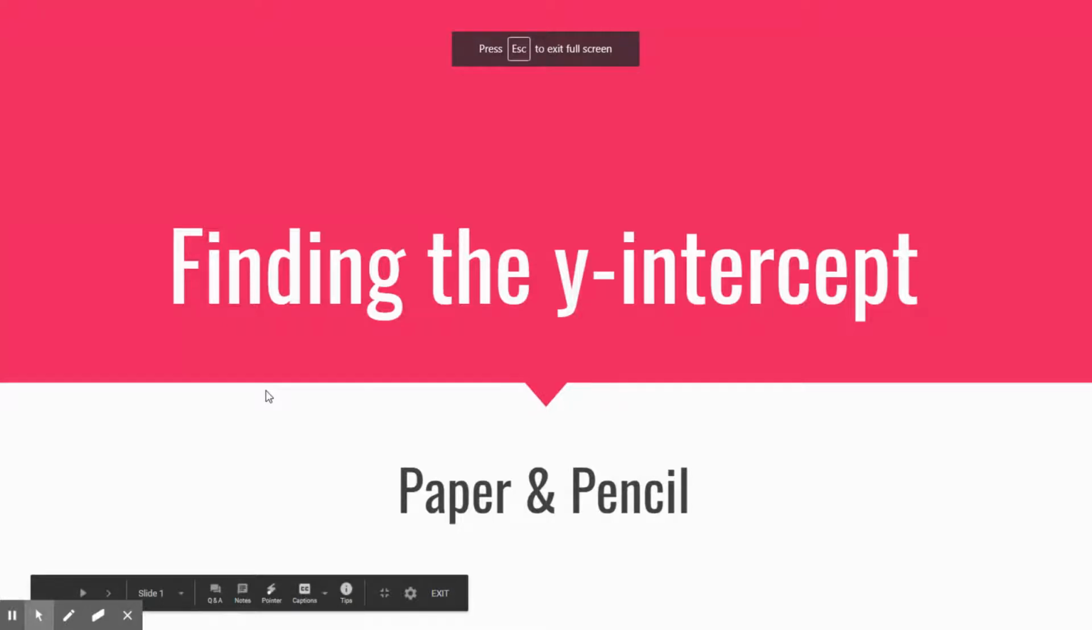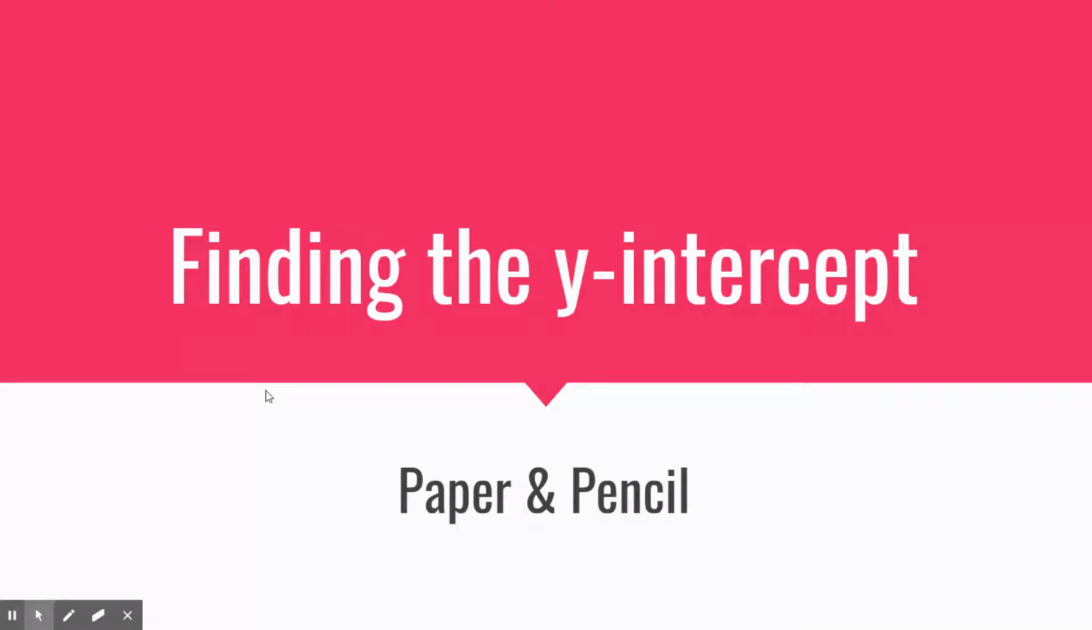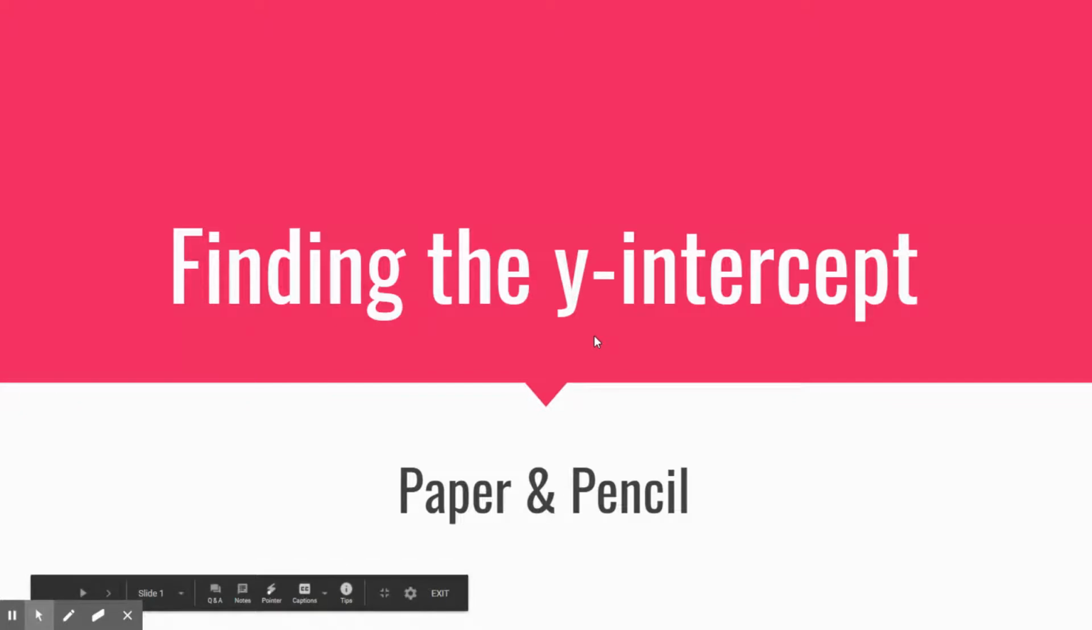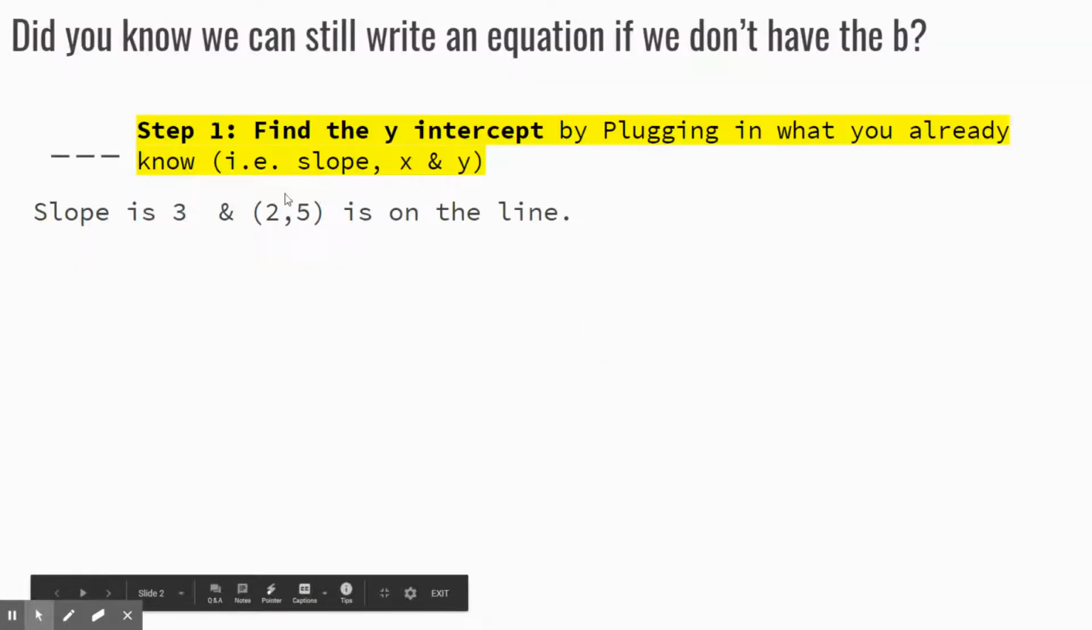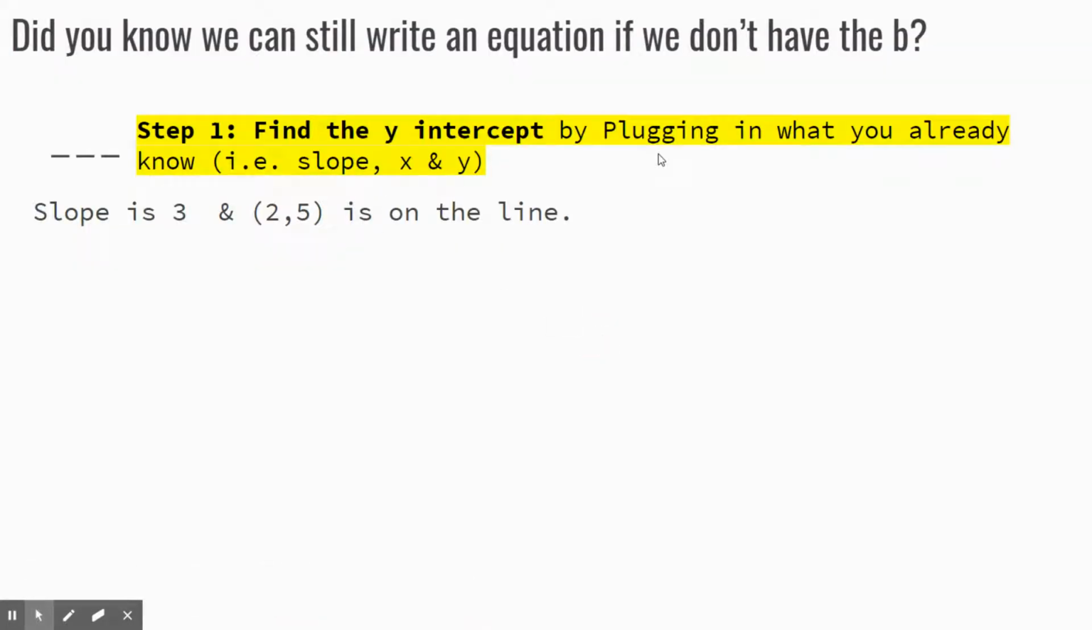Alright, today we're going to be working on finding the y-intercept on a line. Previously we talked about finding the slope if we have 2 points, a graph, or a table. Today we're going to take that one step further and find the y-intercept. Did you know that we can find an equation even if we don't have the b?